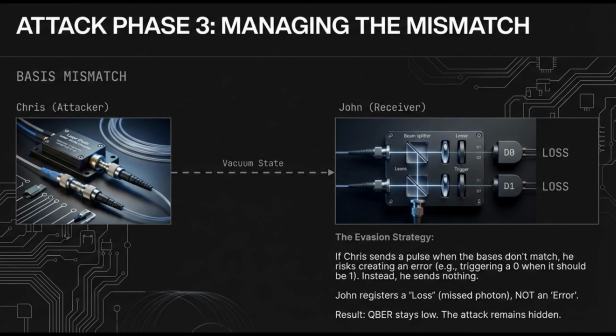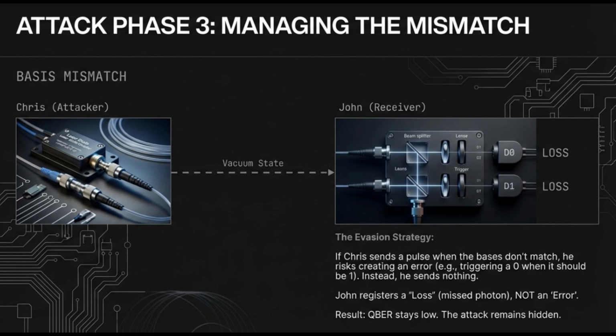Now that the detectors are blinded, we begin the first stage of the tactical execution. Phase 1, intercept and measure. In this phase, Chris takes a physical position in the middle of the communication channel. He effectively cuts the fiber line, intercepting the individual photons Jennifer is sending to John. As you can see in the diagram, Chris isn't just listening, he is performing a measurement just like a legitimate receiver would. He selects a basis, either rectilinear or diagonal, to extract the bit value.